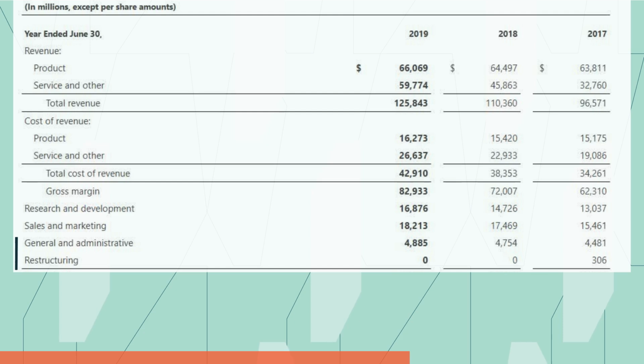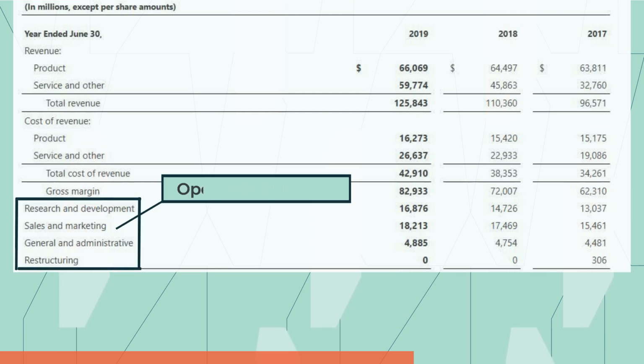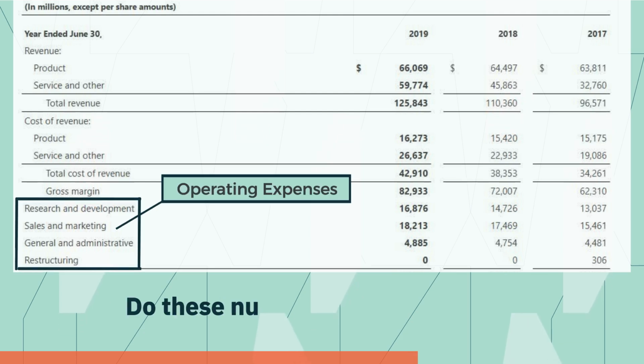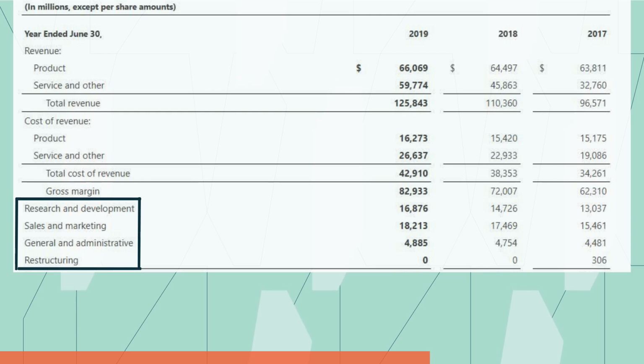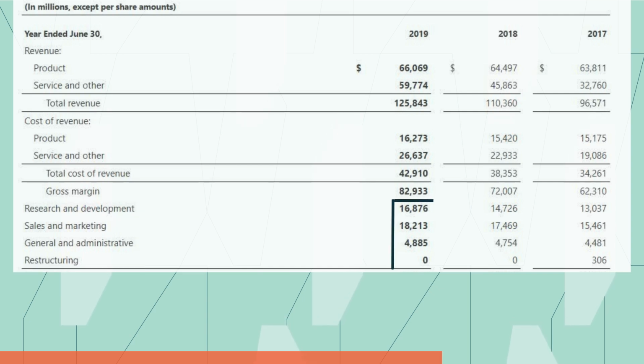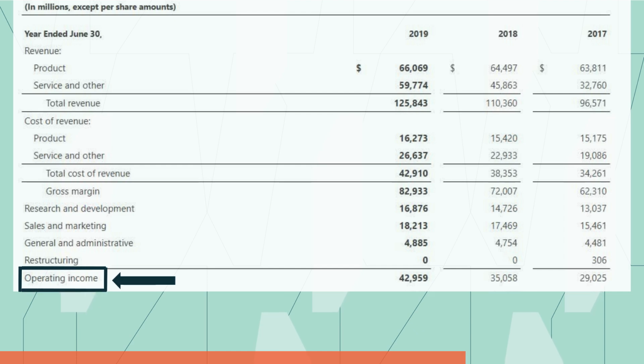Let's now move on to the next section of the income statement, commonly known as operating expenses. Do these numbers automatically increase with higher revenue? The simple answer is, not necessarily. Usually this section will contain cost of operations such as payroll, salaries, cost of advertisement and marketing, administrative cost, and so on. Take a moment to compare the individual operating expense items to the total expenses in this example above. By performing a few simple ratio calculations, we can see that Microsoft spends more on marketing than on any other expense category. Now let's proceed to the operating income section.